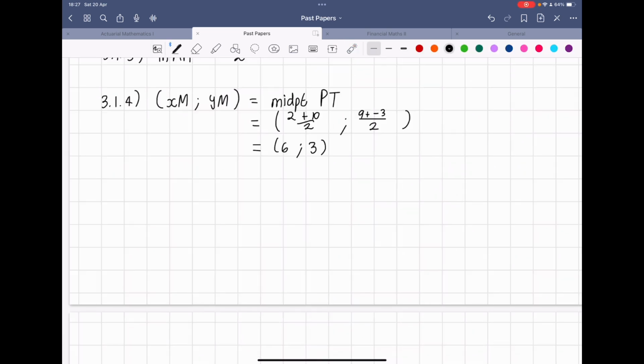Then 3.2, determine the equation of the line PM in the form y equals mx plus c.